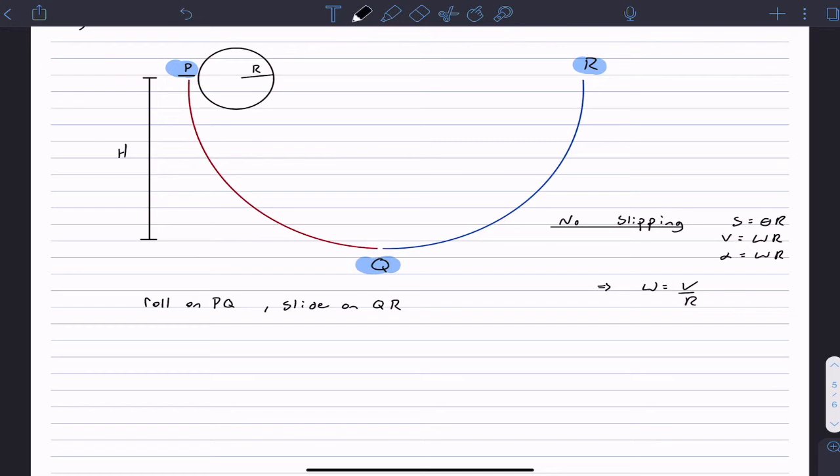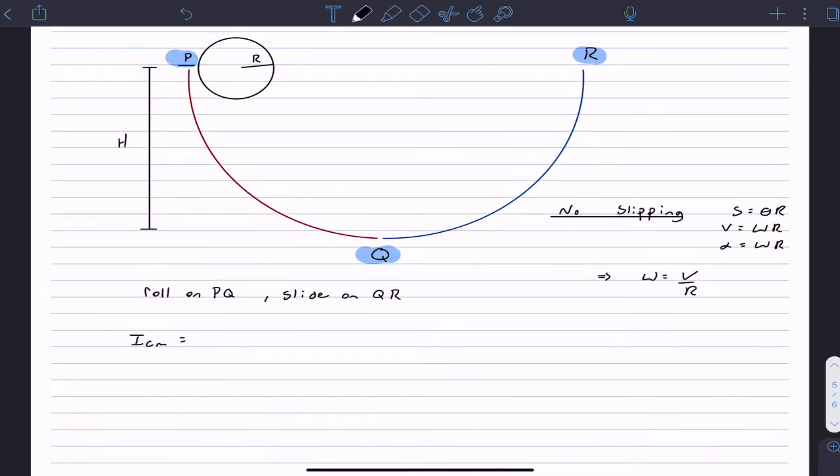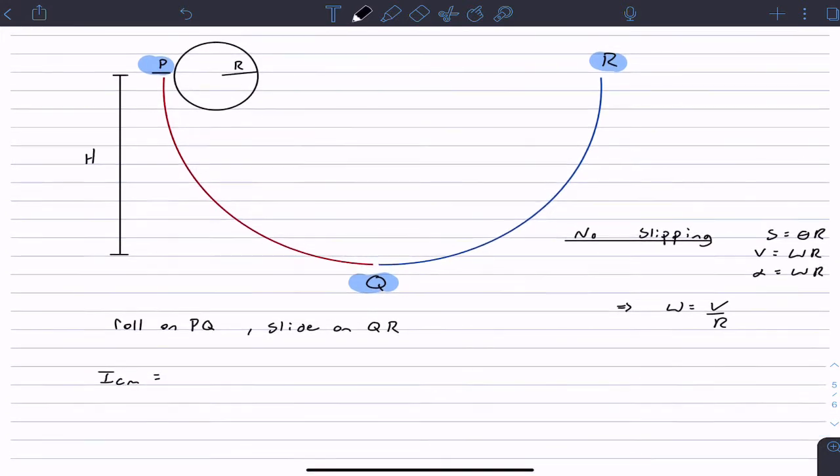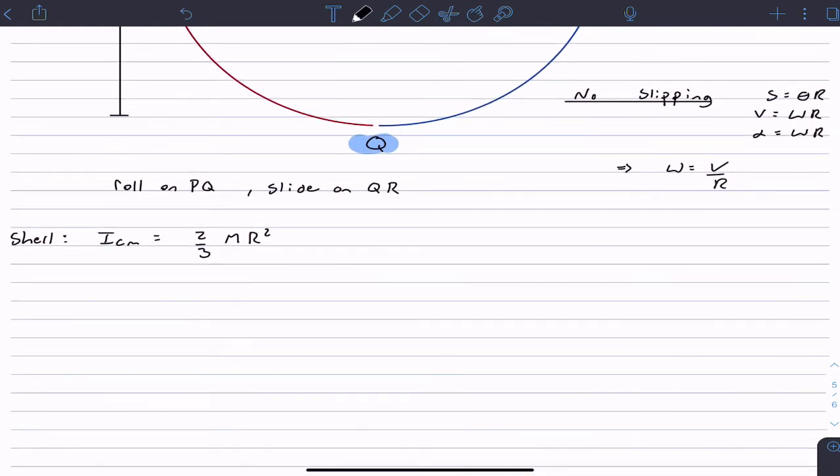Okay, so something useful that we can pull out of the book. There's actually a diagram. I forget which page exactly, but I believe it's in this chapter. That gives you a bunch of different moments of inertia for different geometries, right? So for a shell, the inertia is 2/3 m r squared. Cool. So we can use conservation of energy to start this.